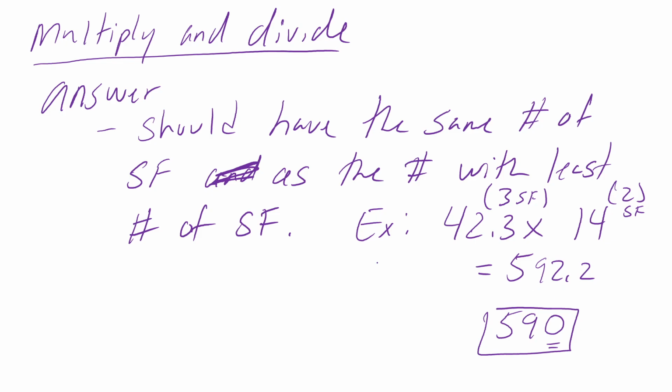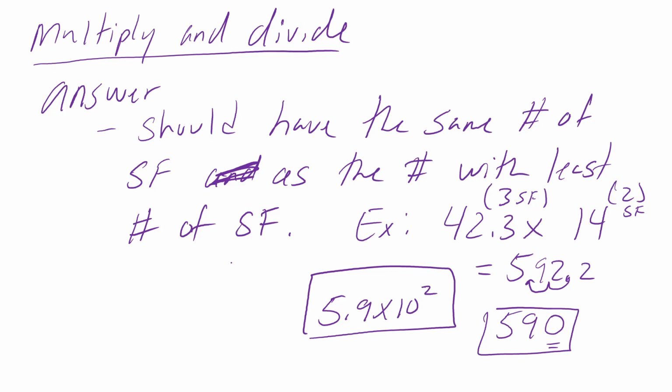We could also do scientific notation here if we wanted to. And here we could go 5.9 times 10 to the 2. Remember that when we write a number in scientific notation, all the numbers before the times 10 part are significant. So in this case, writing it like this gives us 2 significant figures. So either way would be appropriate in this case.